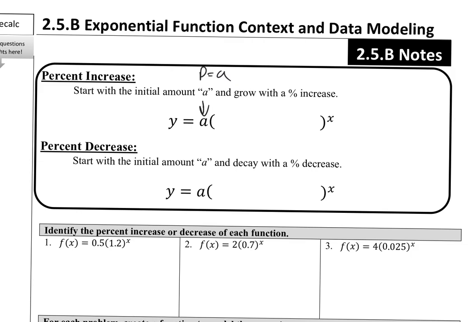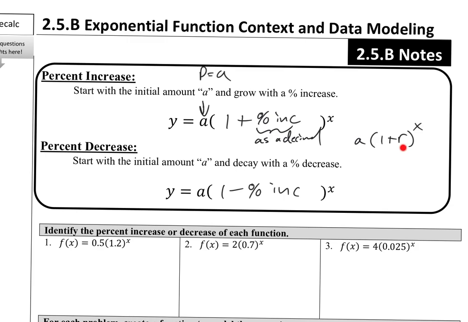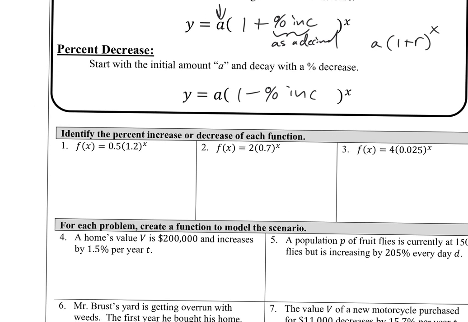But now, if it's a percent increase, I want you to think of this as 1 plus the percent increase, but we're going to have to write this as a decimal. Or if it's a decrease, it's going to be 1 minus the percent decrease. You'll usually see this written as A(1 + r), where r is the rate as a decimal that you're either adding or subtracting. So if you're decreasing, obviously r would be negative in that situation. Okay, so let's play into this.